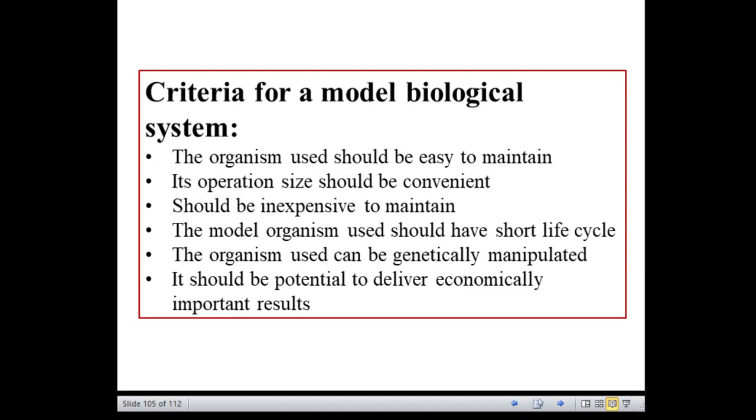Number one, the organism used should be easy to maintain. Number two, its operational size should be convenient. Number three, it should be inexpensive to maintain. Number four, the model organism used should have a short life cycle. Number five, the organism used can be genetically manipulated. And the last one, it should have the potential to deliver economically important results.